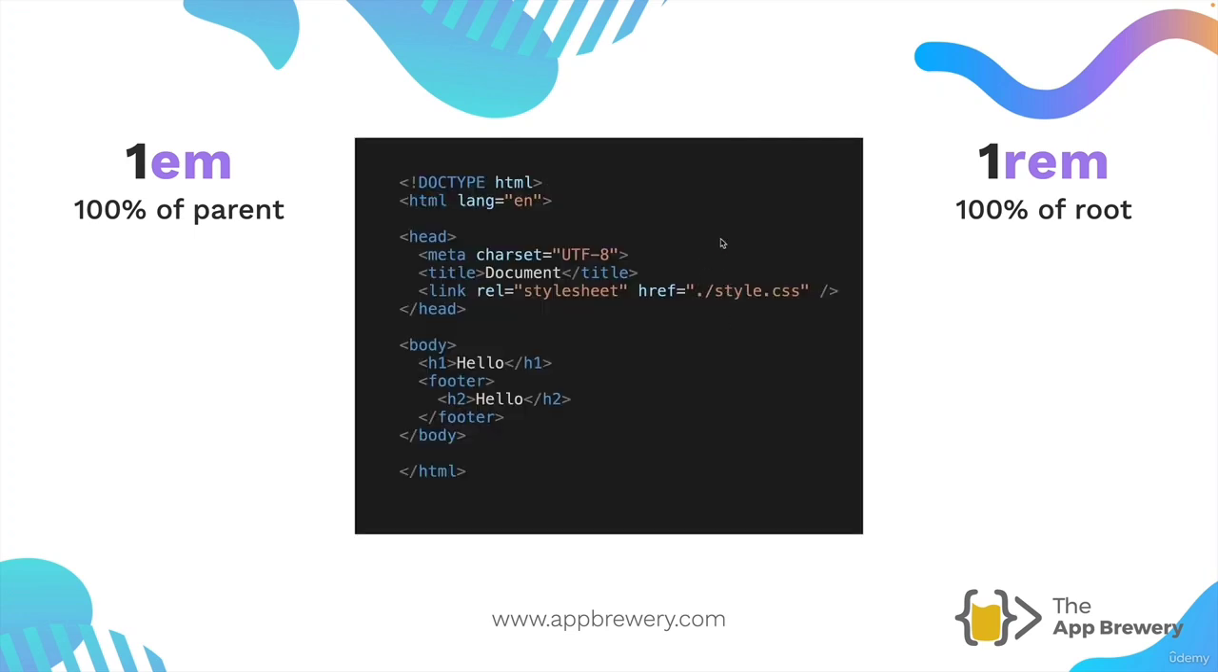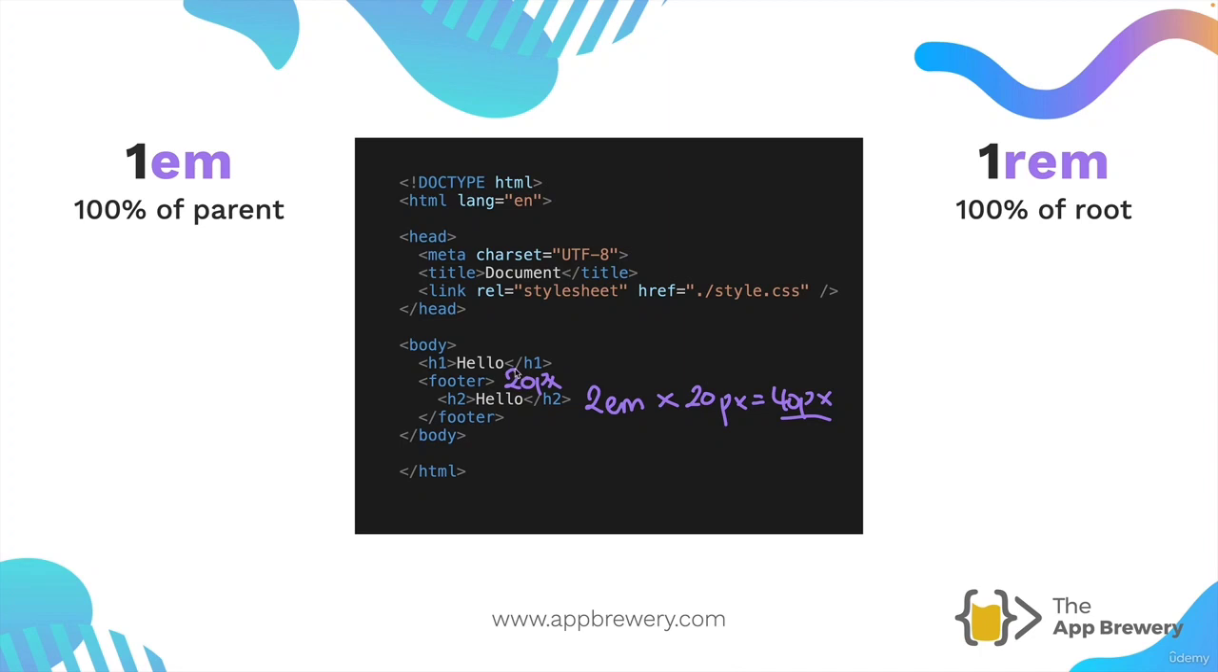If we take a look at this code where we've got a body tag that encloses an H1, and then we've got a footer tag, which is one of the tags that you can use to define a section for the footer area of your website, then inside here we've got an H2 that's enclosed. If I set my H2 to have a font size of 2 EM, and my footer had a font size of 20 pixels, then 2 EM is 2 times 20 pixels, which is equal to 40 pixels. So this H2 is now 40 pixels.